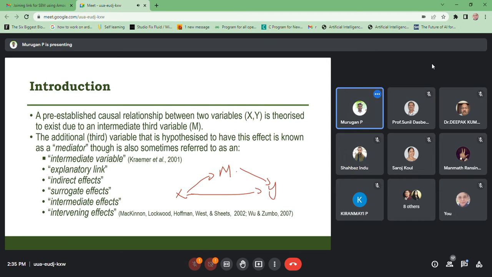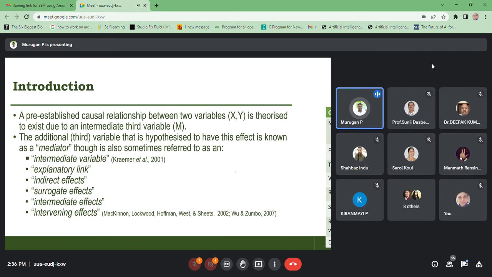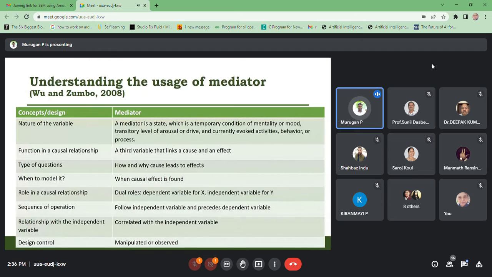That's the reason in my workshops I give 50%, 60% of the time to covering the theoretical aspects of understanding mediators and moderators, and then I'll spend only 30% of the time explaining the analysis process. Fine. Now let's try to understand the usage of mediator. This slide content is based purely on this particular paper, Wu and Zumbo 2008. The paper title itself is Understanding the Usage of Mediator.